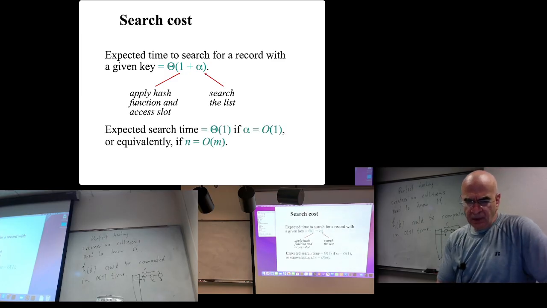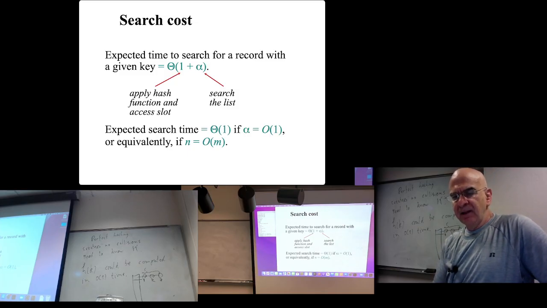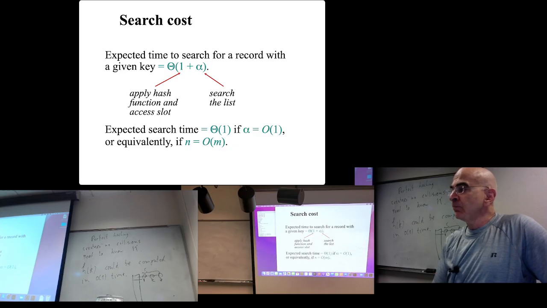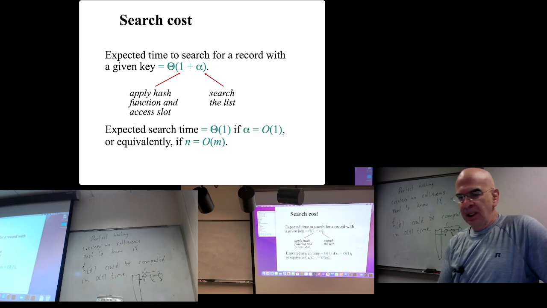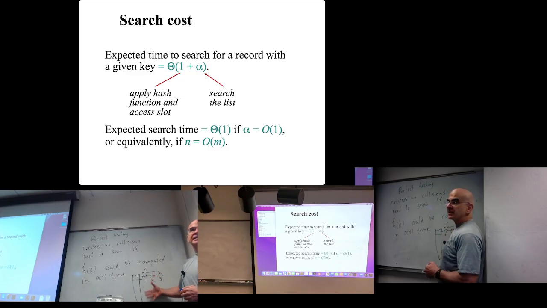Okay, so the expected search time is constant if alpha is a constant. But of course, the search time could be order n. The search could take order n if you're looking for the last element, and it is in the very last cell.